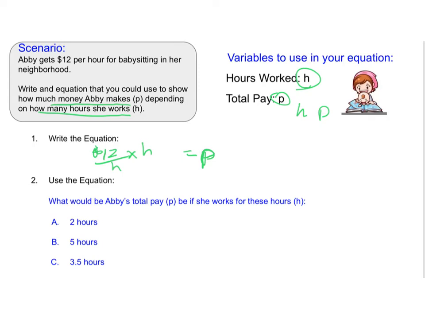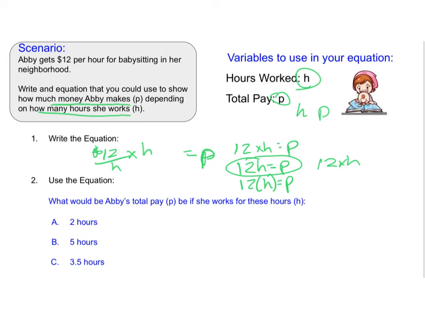So written differently, you could say 12 times H equals P. Or you could write 12H equals P. Those are all ways of showing it because remember, Mr. Miller told you in one of the videos that when you see a number and a variable together, such as this, that just means the number times the variable. So let's take that formula and solve some things.